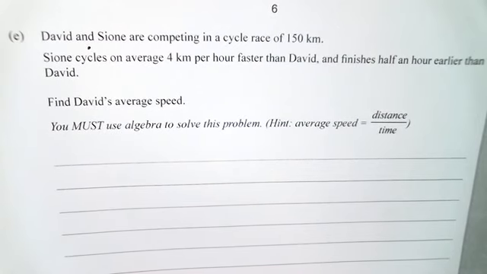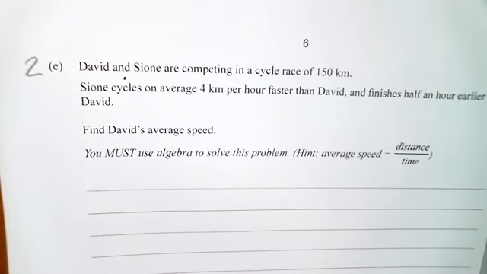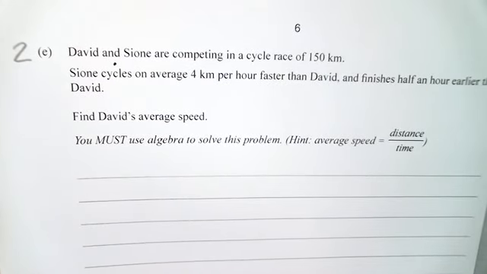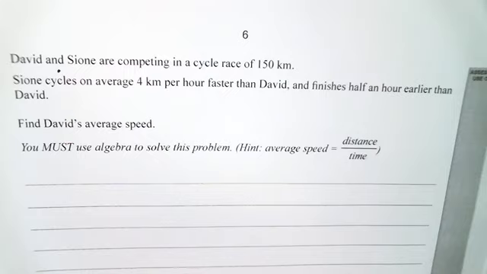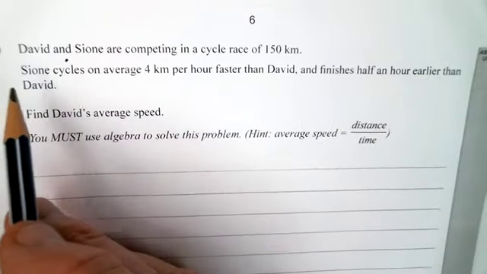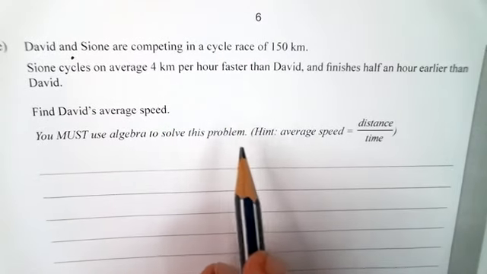All right, let's take a look at question 2e from the 2012 NCEA 2 end-of-year algebra exam for year 12. Let's take a look at this question and see if we can make some sense of it. It says David and Sione are completing a cycle race of 150 kilometers. Sione cycles an average of 4 k's faster per hour than David and finishes half an hour earlier. Find David's average speed. You must use algebra to solve this problem.